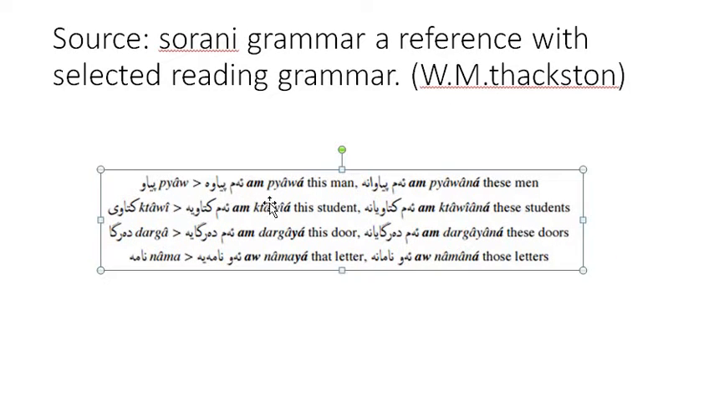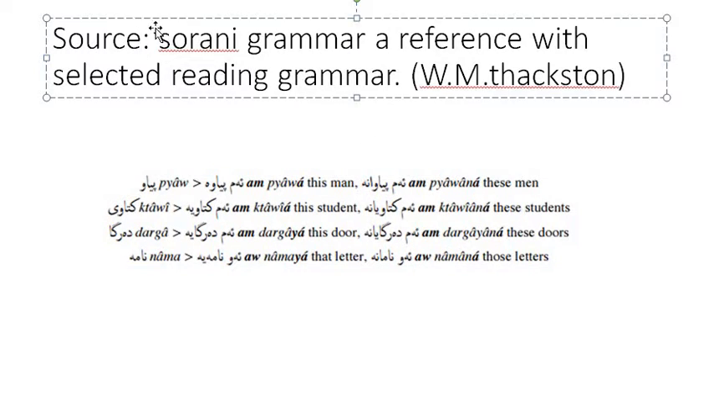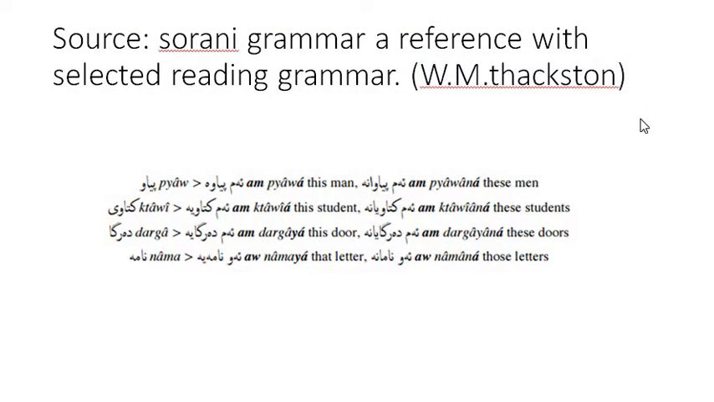I'm going to give you some examples. These examples I took from a book, and I wrote the source here: Sorani Grammar, a reference with selected readings, by W.M. Thackston. W stands for Wheeler. Wheeler Thackston is an Orientalist. He wrote several grammar books and translated some Persian poems and more. I think he is fluent in Persian and really understands the Kurdish language, so he wrote a book about Sorani grammar. I'll put the link in the description if you want to get an electronic copy.